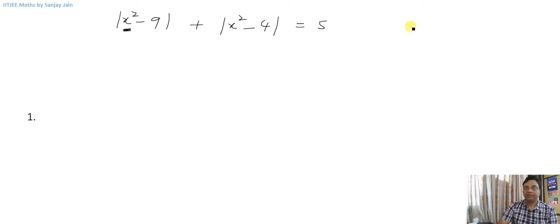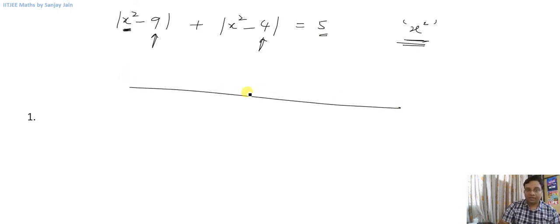|x² - 9| + |x² - 4| = 5. Now if I interpret it geometrically, what I'm saying here is I am looking for a number x², the sum of distances of which from 9 and from 4 is equal to 5. Now look at these numbers on the number line.